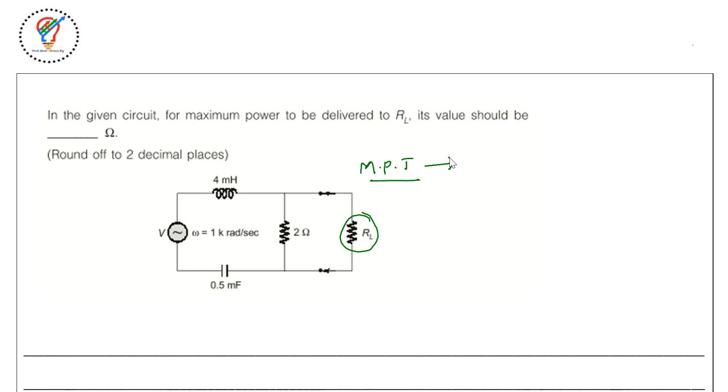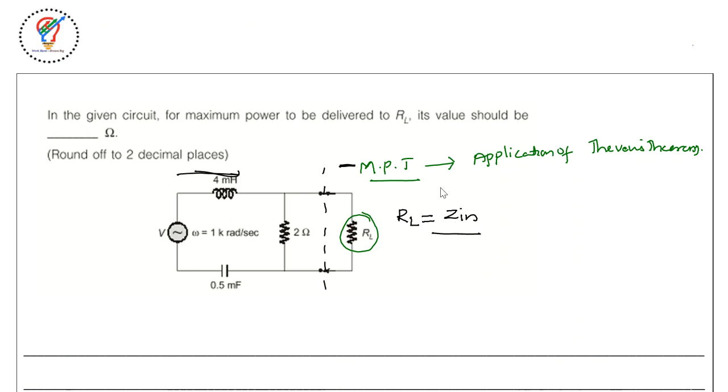Maximum power transfer theorem is an application of Thevenin's theorem. What it says is, as per the maximum power transfer theorem, the maximum power is transferred from the source to the load when the load resistance or load impedance matches the input impedance. So this is the concept here.